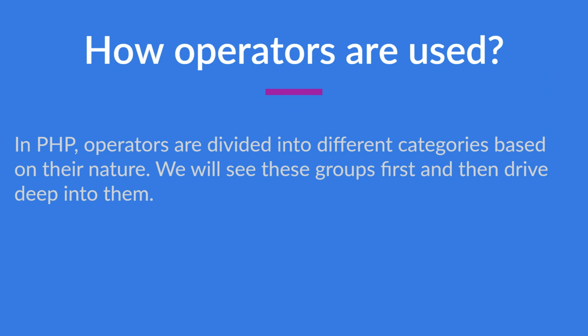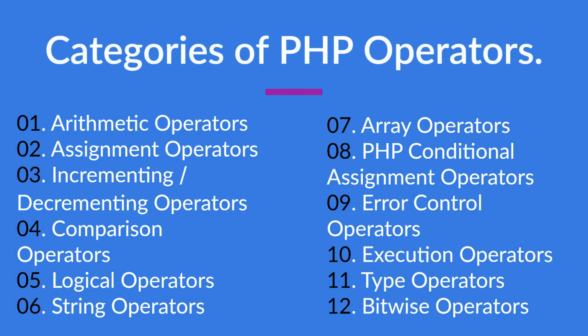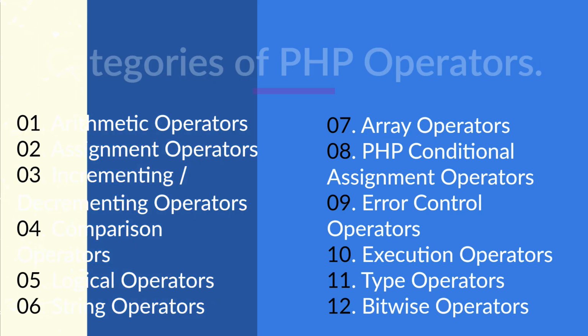In PHP, operators are divided into different categories based on their nature. We will see these groups first and then dive deep into them. We are arranging these PHP operators according to their popularity and usage. Let us discuss these operators one after another. We will display the operators in a table format and then explain with examples.